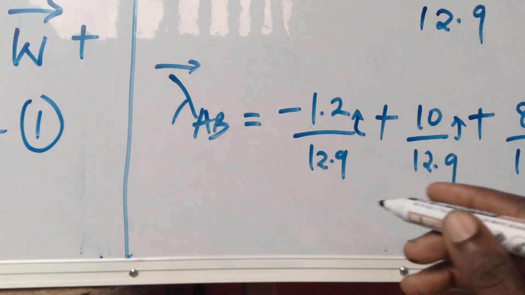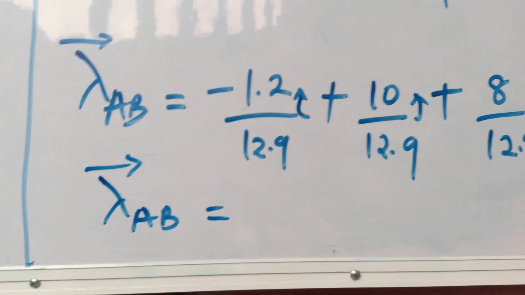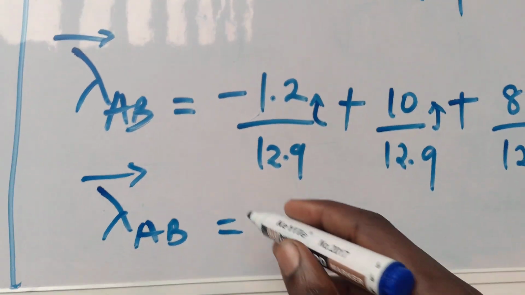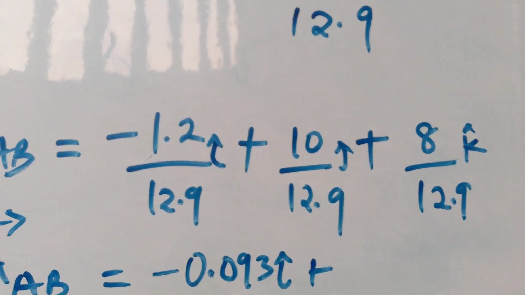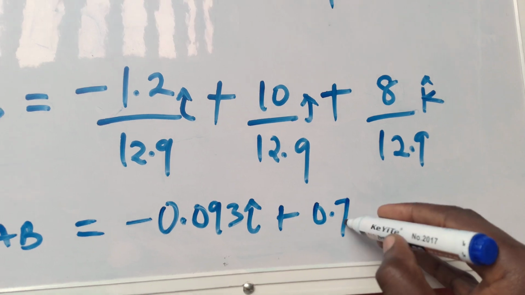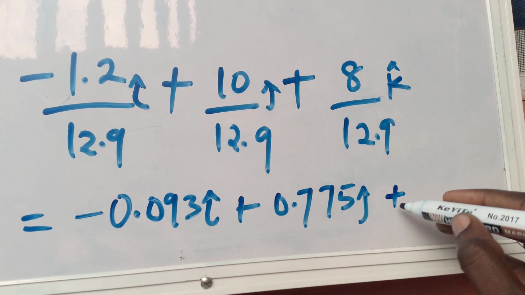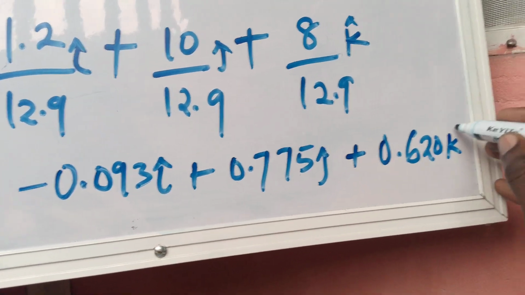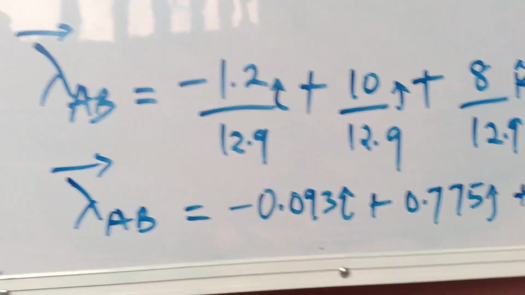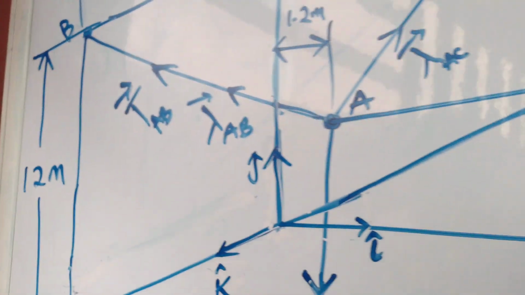By dividing this now, I'll have lambda AB be equal to minus 0.093i plus 0.775j, and the next, if you use your calculator, we're having 0.620k. Okay, so those are the values. This is lambda AB. So we have gotten lambda AB, which is the unit vector lambda AB.